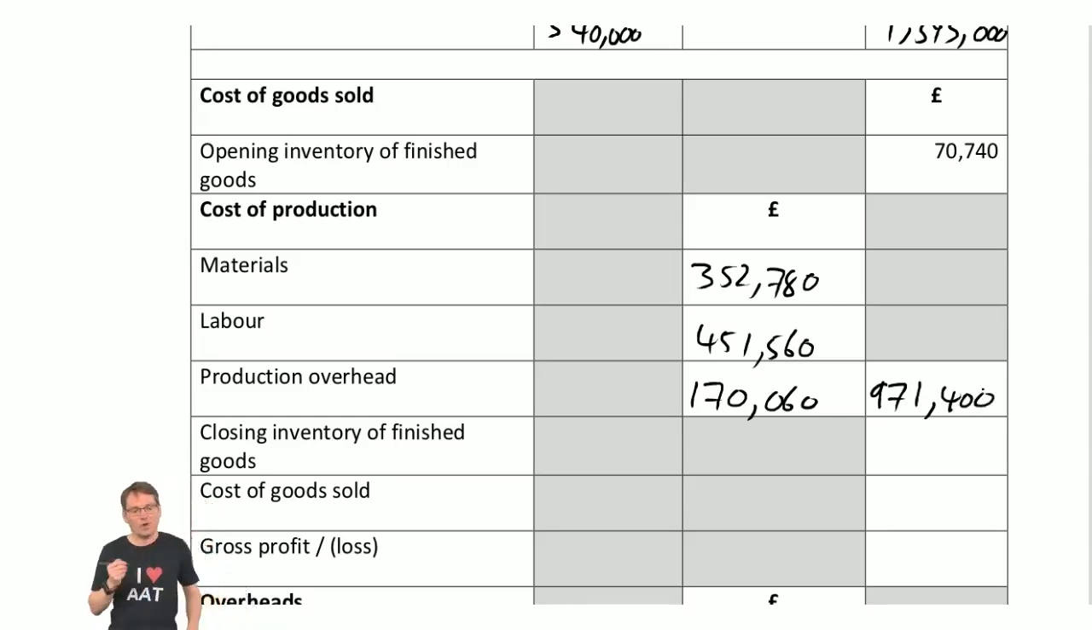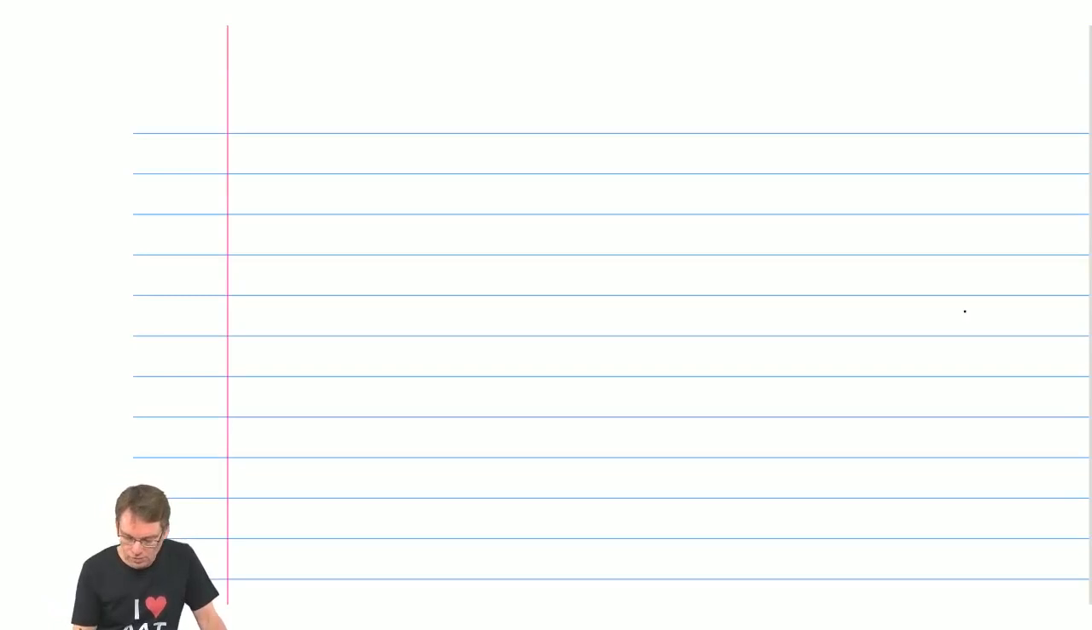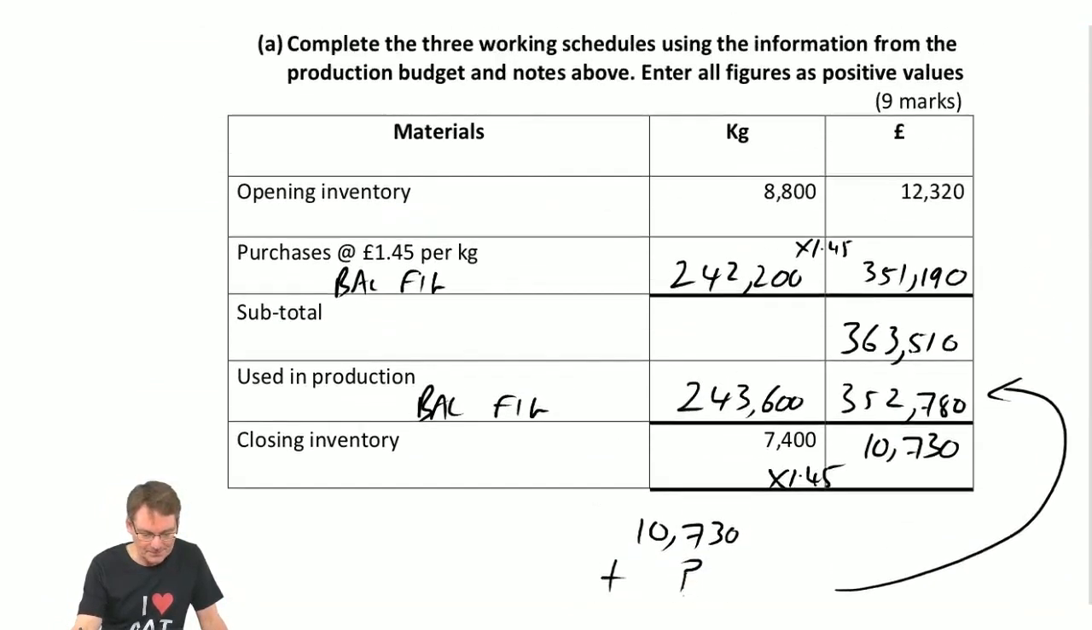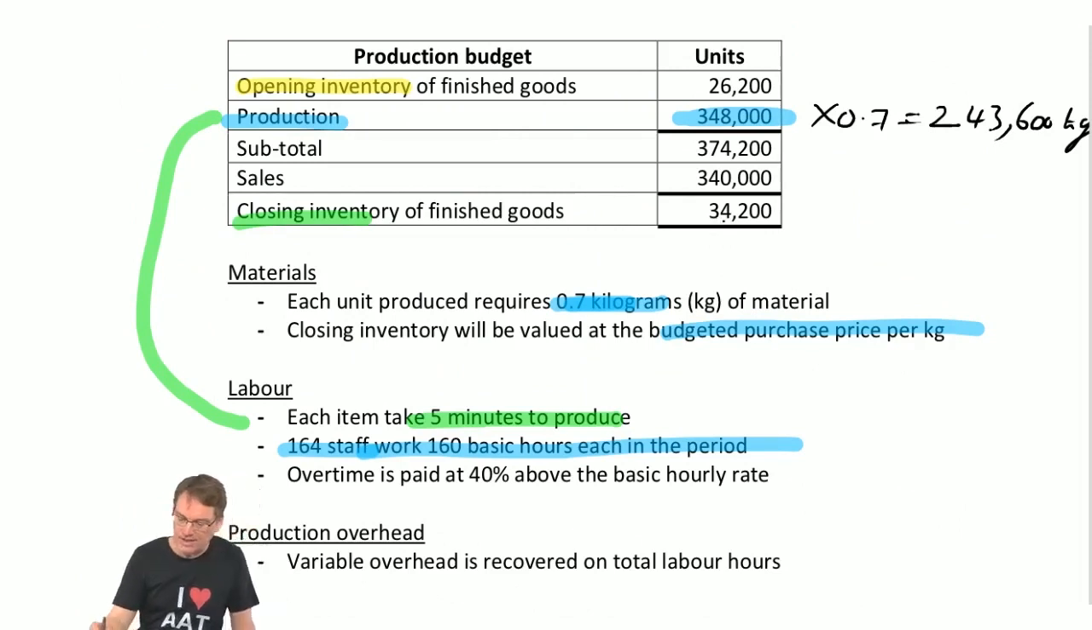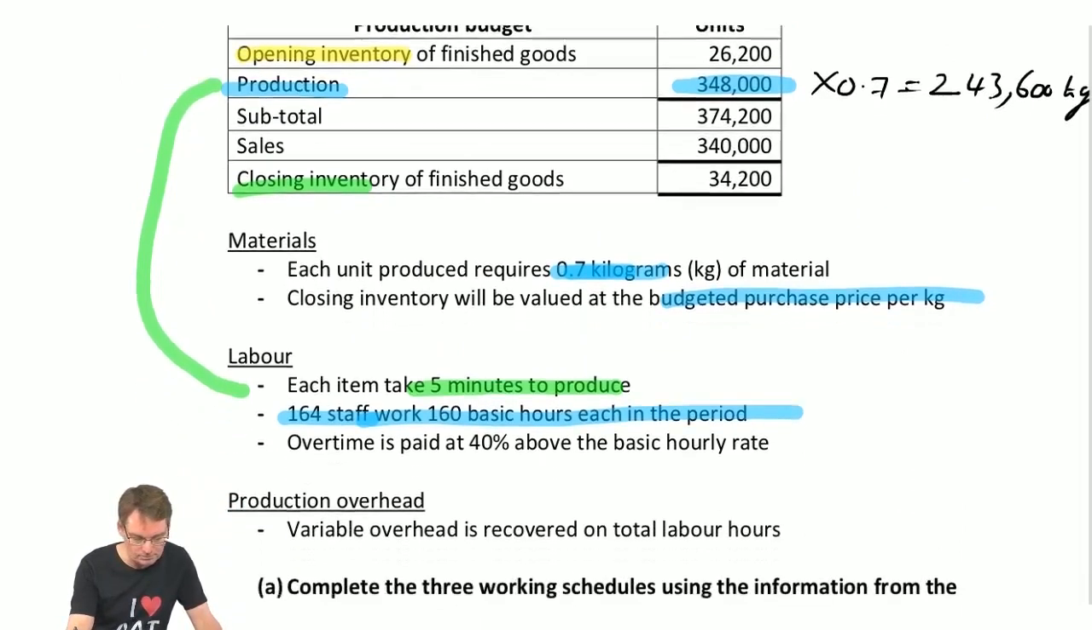Right, so the cost of goods sold so far is the opening inventory plus the cost of production. Now what we need to worry about is the closing inventory. We are told, all the way back up the top, that the closing inventory of finished goods is 34,200.